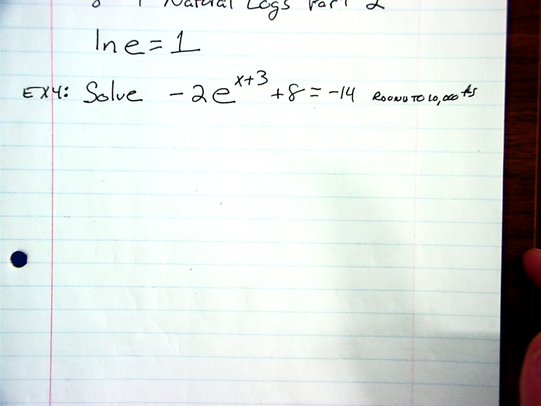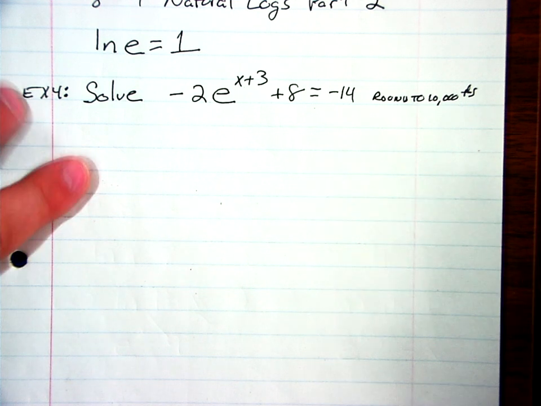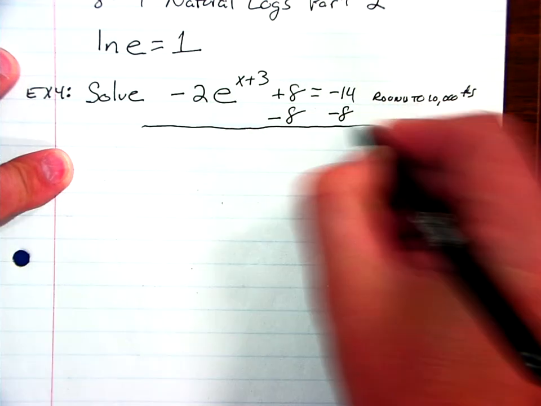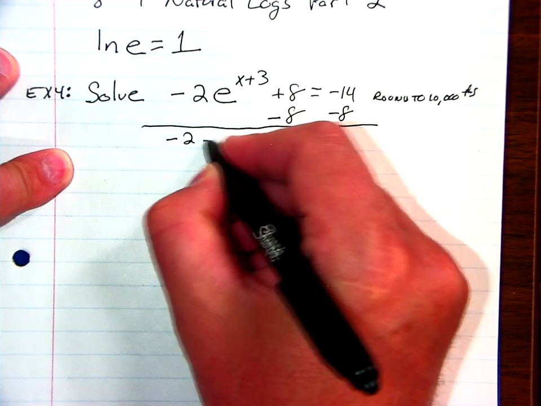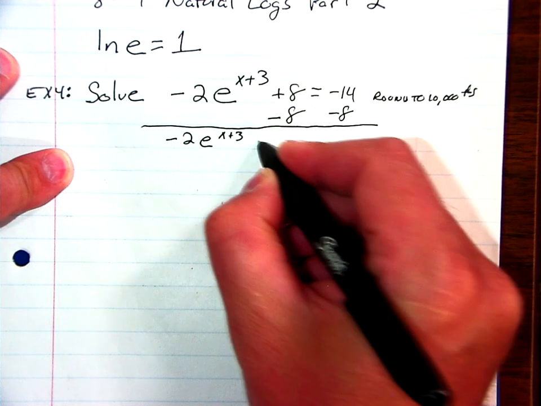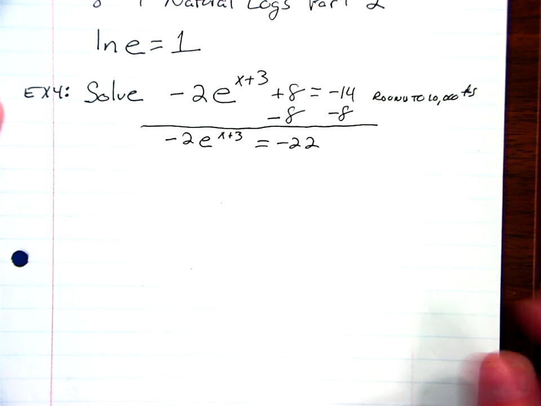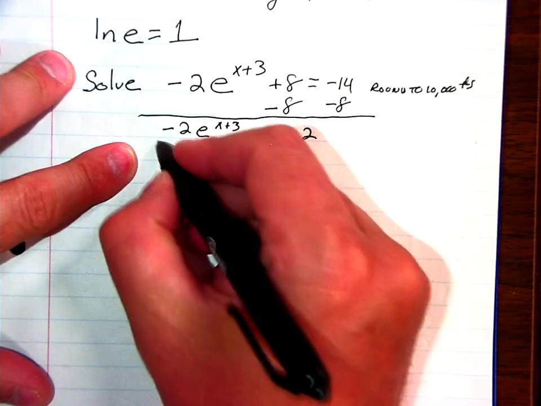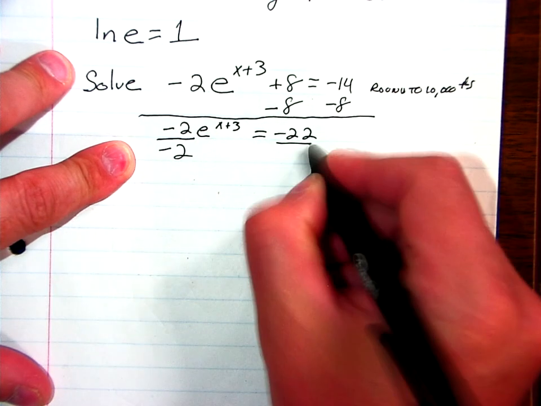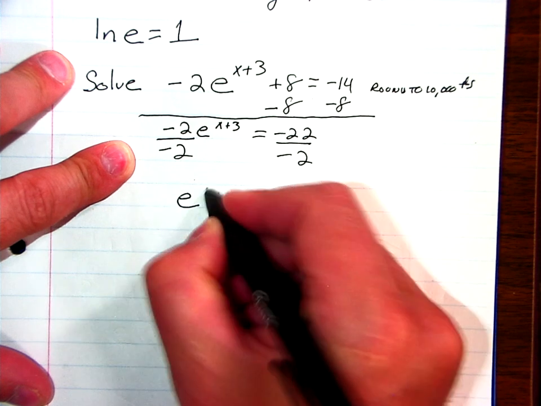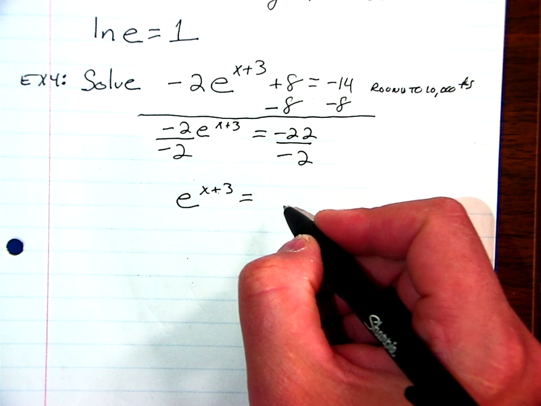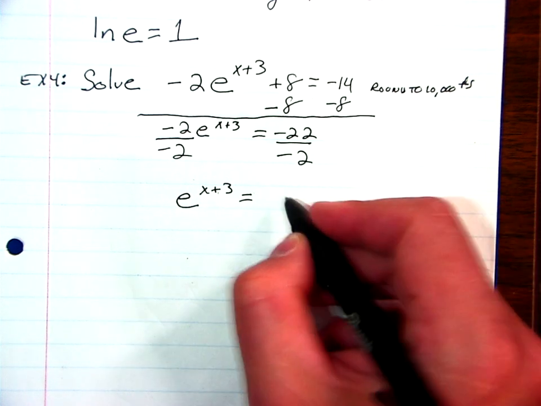Can we solve it directly? No, you cannot, because we don't know what x is. But what we're going to do is solve it like we would a normal two-step equation. So what should I get rid of first? Yes. So how do I get rid of plus 8? Subtract 8. Good job. We're off and running. -2e^(x+3) equals -22. What do you think we do next? Divide by not 2, but -2. And that's going to be 11.